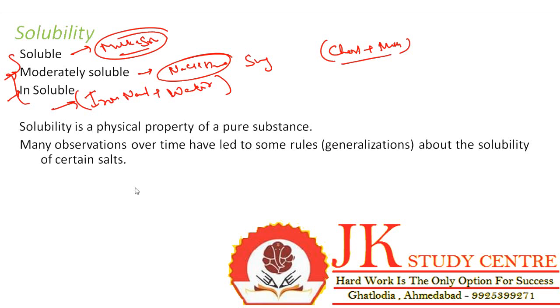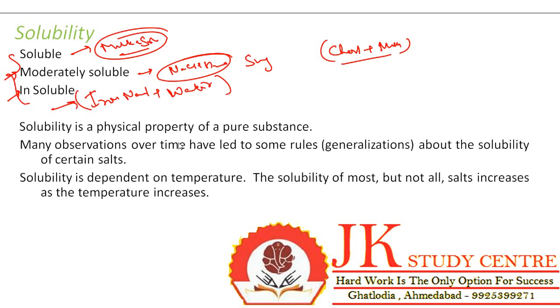Scientists have observed a lot of things, and they have come to some generalization rules about the solubility of certain substances. The thing they observed was that solubility also depends on temperature. In most cases, solubility increases with temperature. If you add sugar to water, sometimes you're not able to mix it. But if you warm it, you're able to mix it properly, right? This is a real scenario. In your kitchen also you can do this.